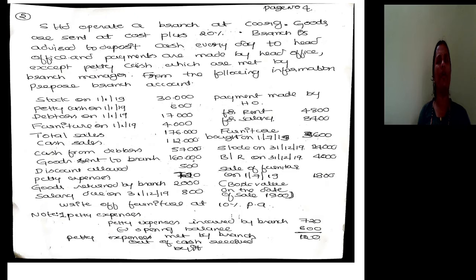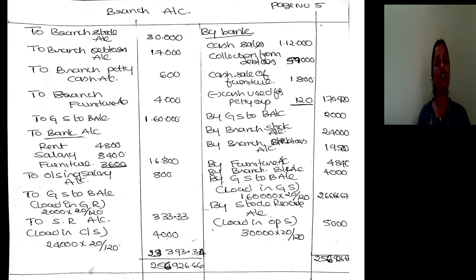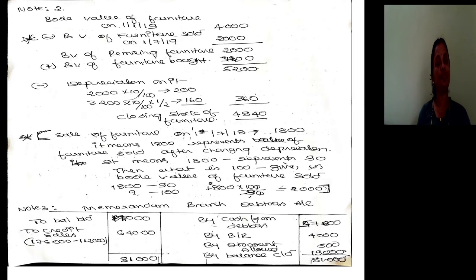How do we record opening liability? Branch liabilities account debtor to branch account. How do we record closing liability? Reverse. Branch account debtor to branch liability. So, journal entry: branch account debtor to outstanding salary account 800.